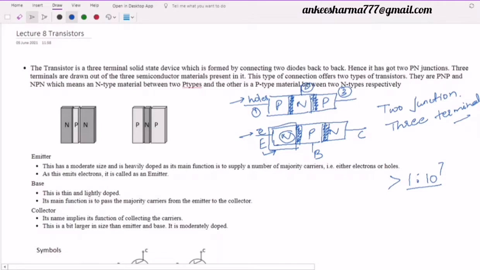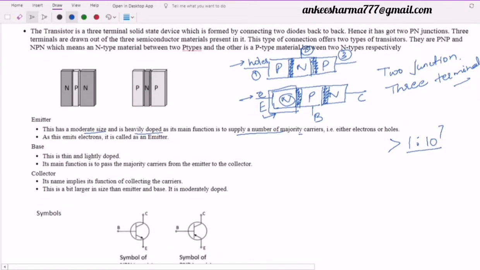So one thing we have seen, it is of moderate size. You can see here it is of moderate size, and second, it is heavily doped, as its main function is to supply the majority carriers. Second, as it emits carriers, that's why we have named it the emitter. Simple. Now look at this base.